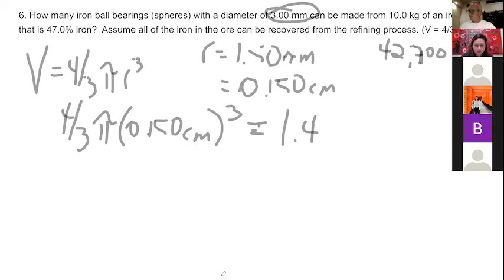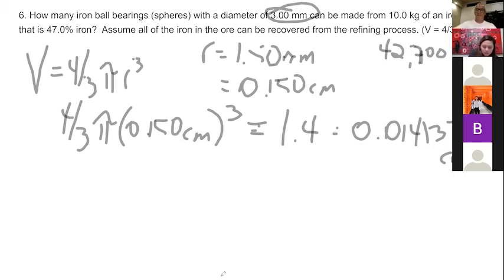So it's 0.15 times 0.15 times 0.15 times 4 divided by 3 times 3.14159. So that is 0.014137 cubic centimeters. So that's how big one ball bearing is.